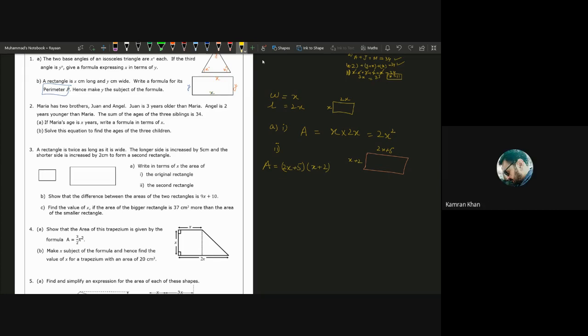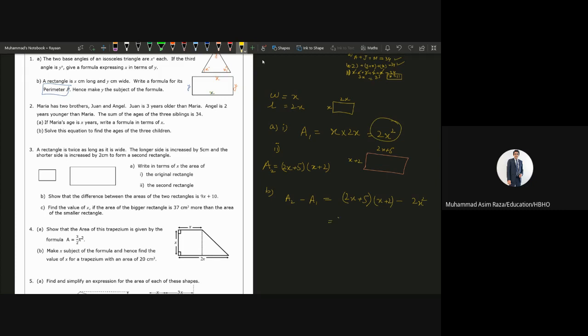Yes, sir. Now we need to do part B. He says show that the difference between both of these is 9x plus 10. Okay, let's say this is area 1, this is area 2. The larger rectangle has greater area, the smaller rectangle has smaller area obviously. So A2 minus A1 will be equal to 2x plus 5 into x plus 2, length into width, minus 2x squared, because this is the area of the first rectangle.